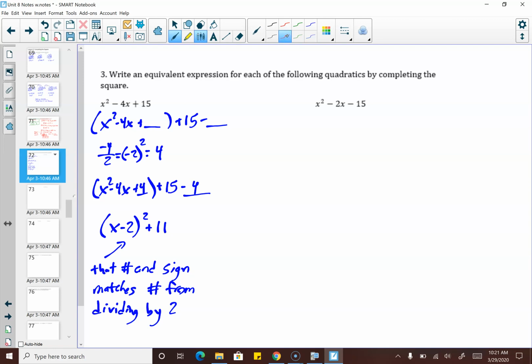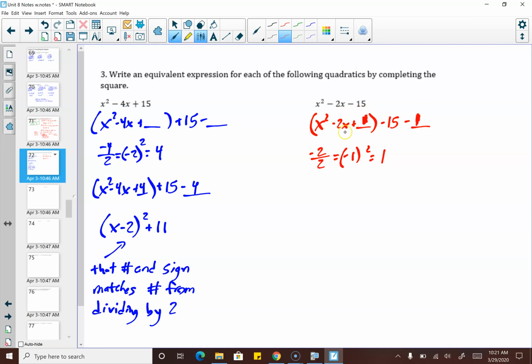As we try the next one here, x squared minus 2x minus 15. Well, again, we're going to start by putting our lines in. So x squared minus 2x plus a line. Careful with your signs here, minus 15 minus a line. So now we're going to take that middle number, divide it by 2, so negative 2 divided by 2 is negative 1, and then we're going to square it to give us a positive 1. So we put a 1 on both of those lines, plus on the first one, minus on the second one.